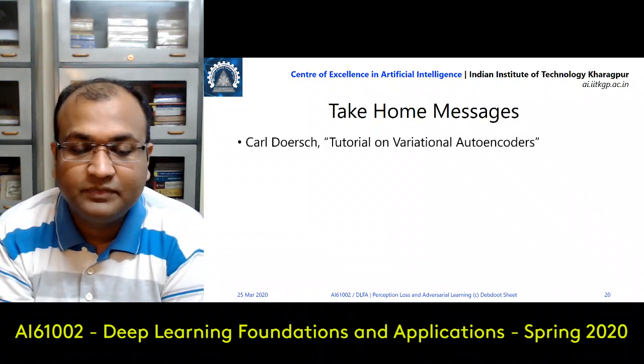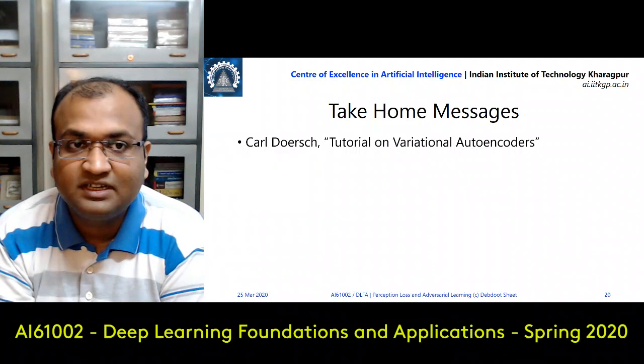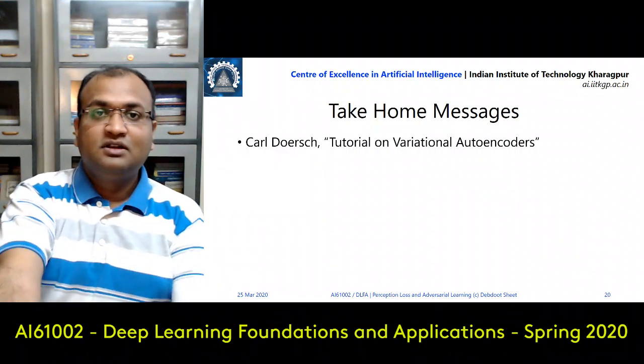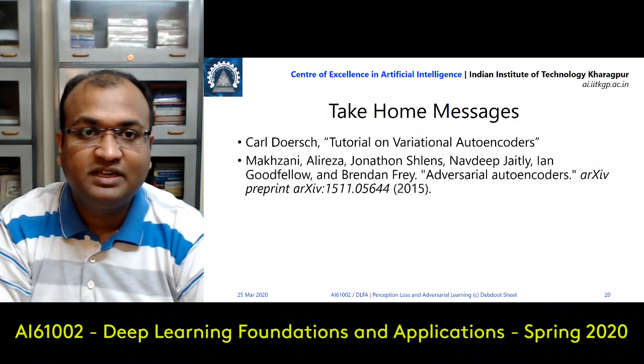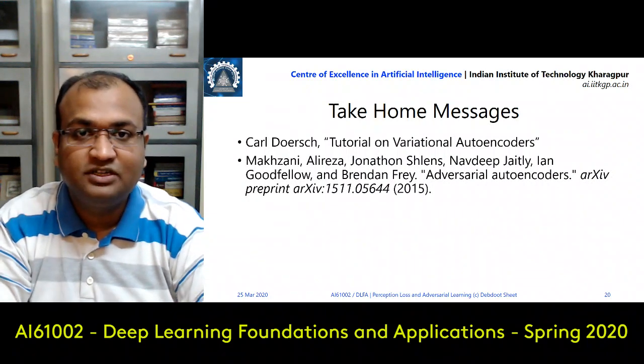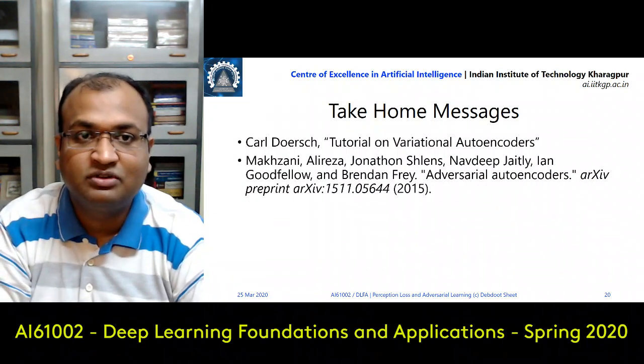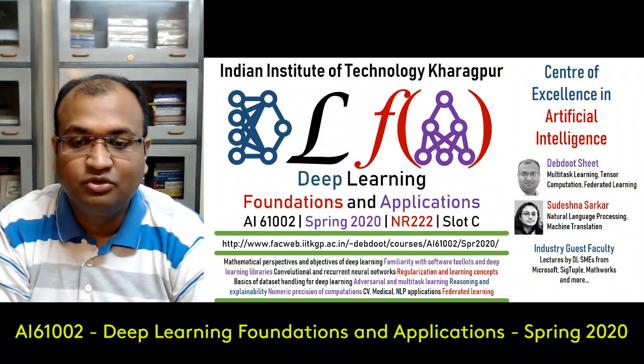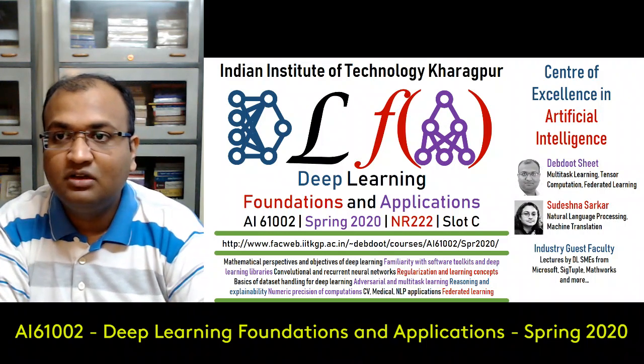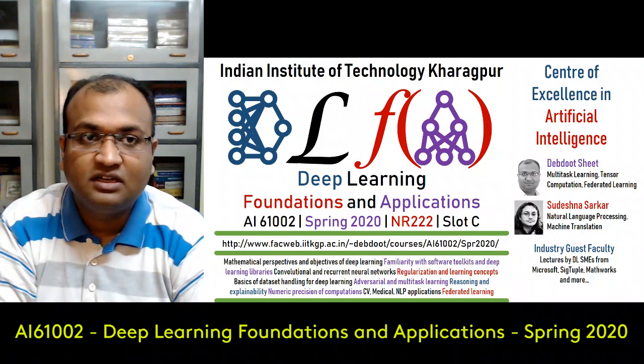For the take home message, I would suggest you once again revise the details from the tutorial on variational autoencoders by Carl, and you can also learn more about adversarial autoencoders from this arXiv paper from Goodfellow's group. So that's all we have for today, and thank you.